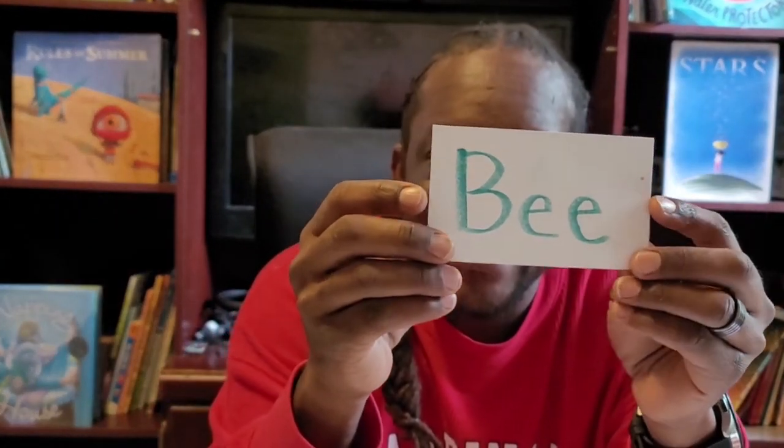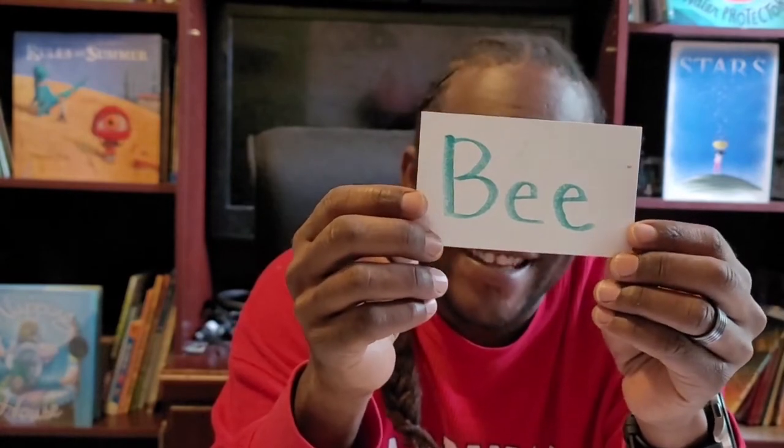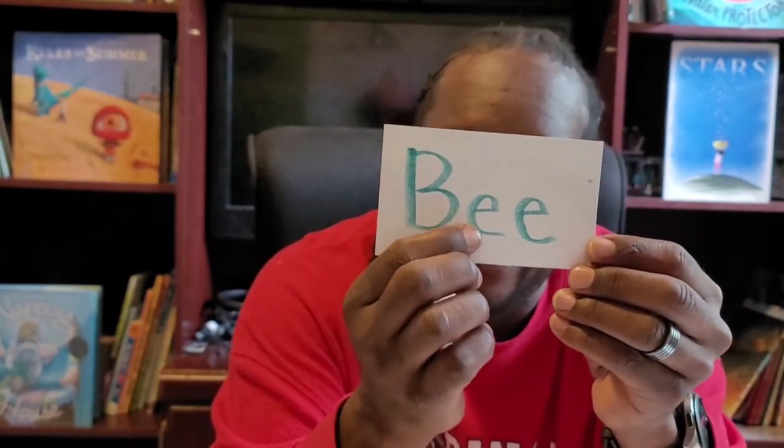And whose name is this? B. Let's count the letters. One, two, three. Let's count the syllables. B. How many syllables? One.